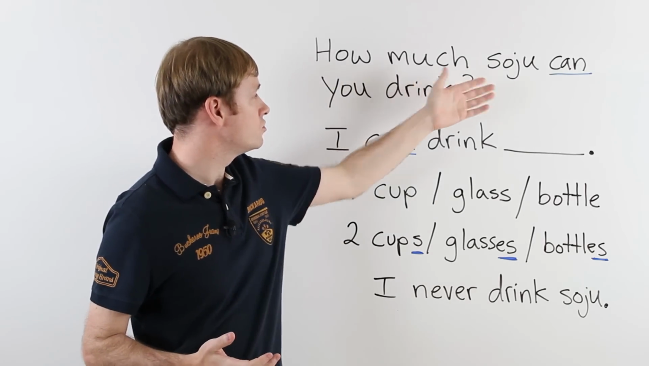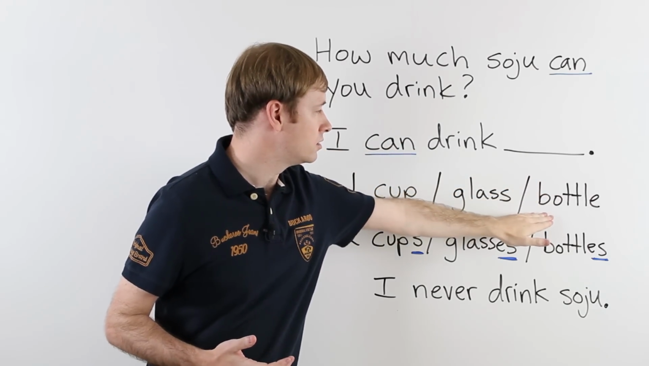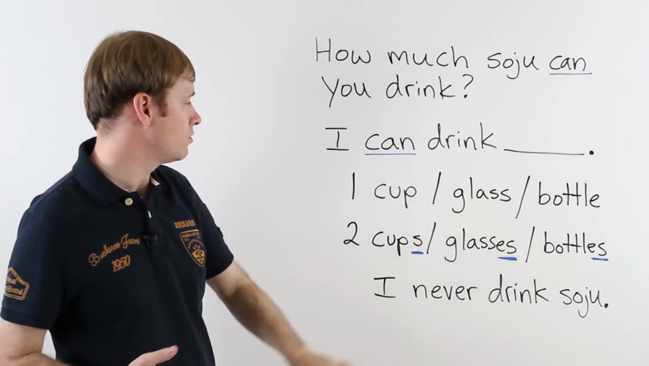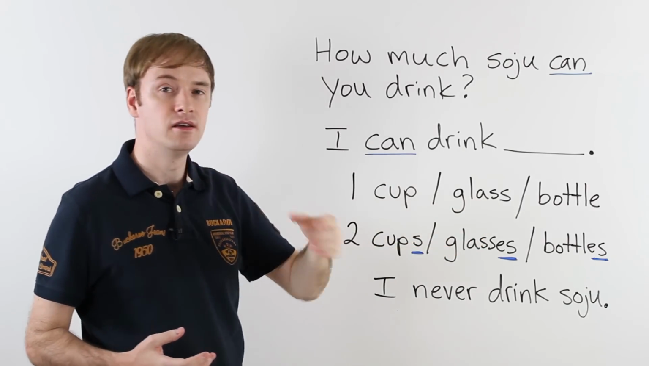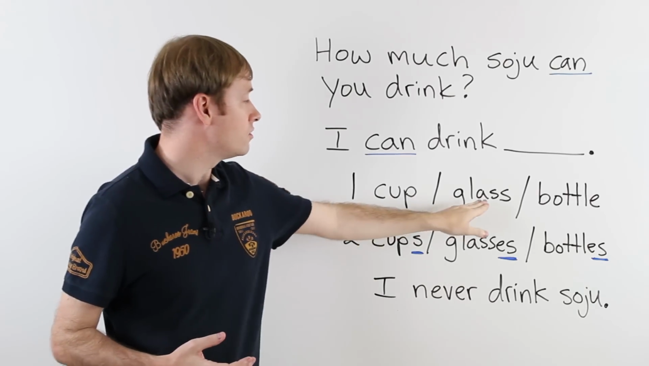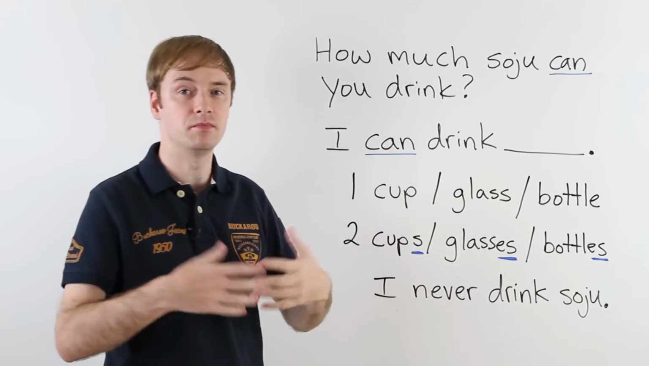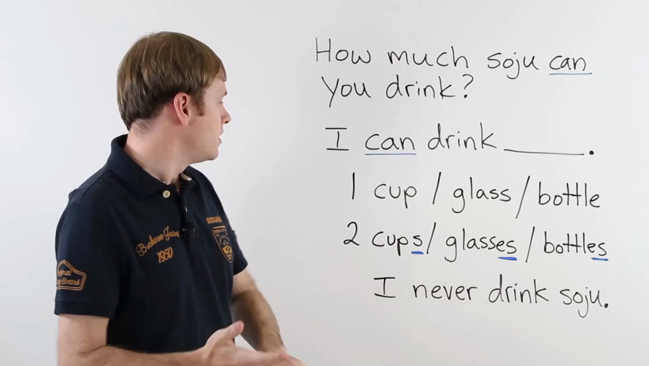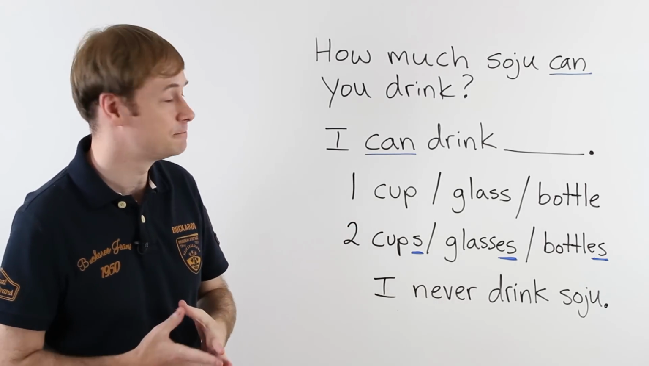So how much soju can you drink? I can drink 1 bottle. All right. So again, you want to use a cup for the small cups of soju, glass for beer glass, also a wine glass, and the bottle can be used for anything. That's one. Now let's drink a little more.